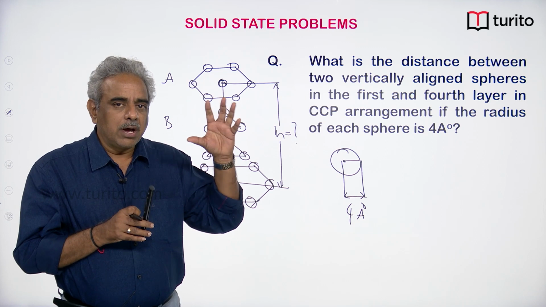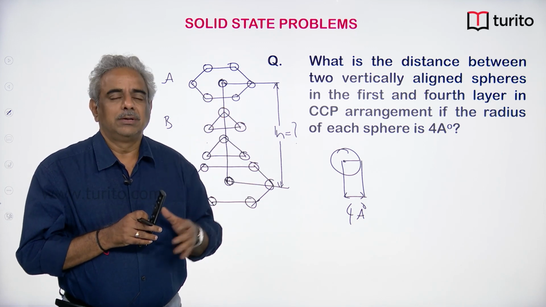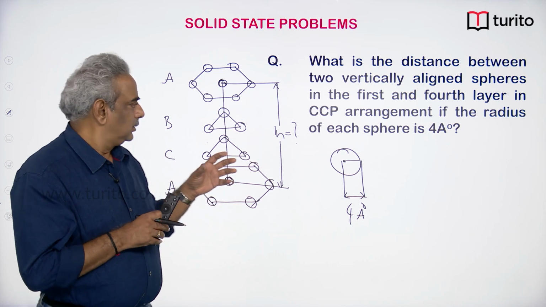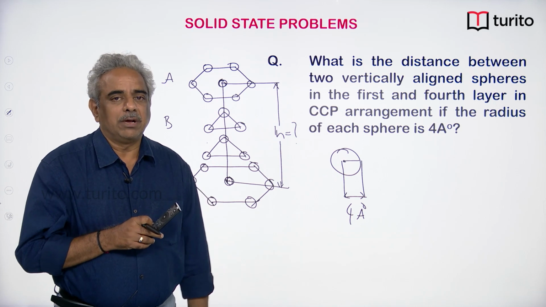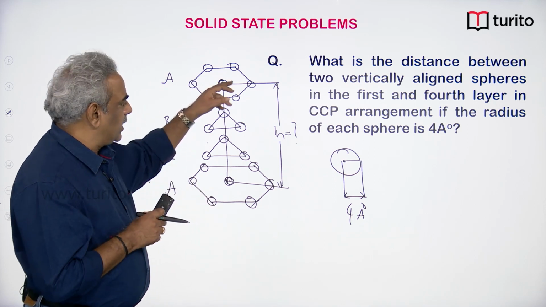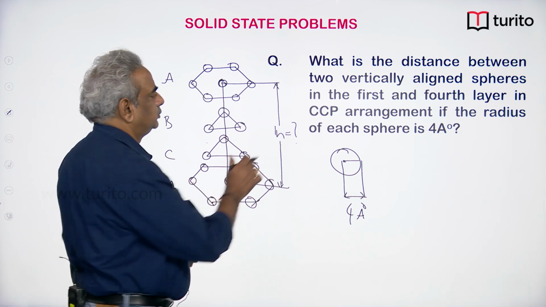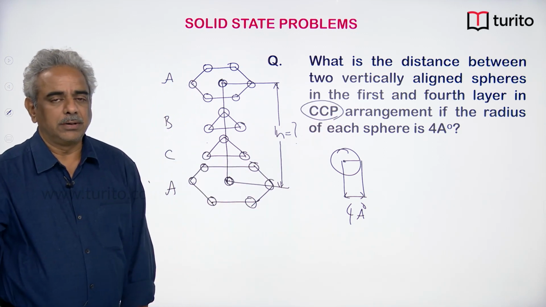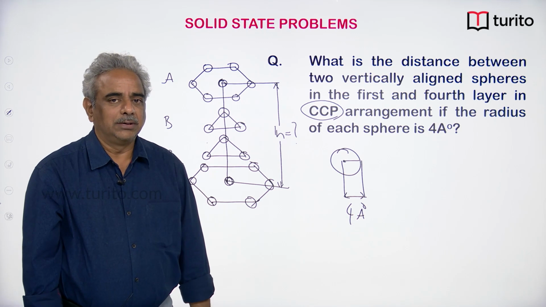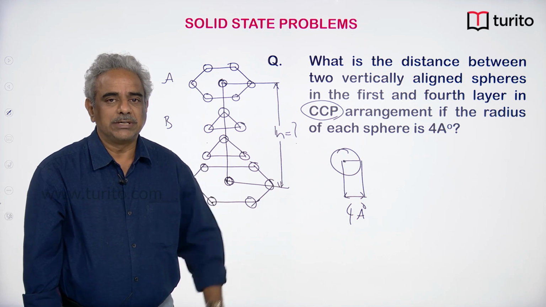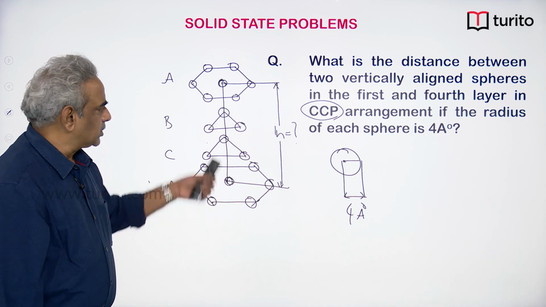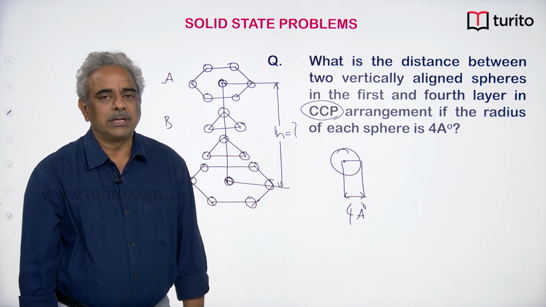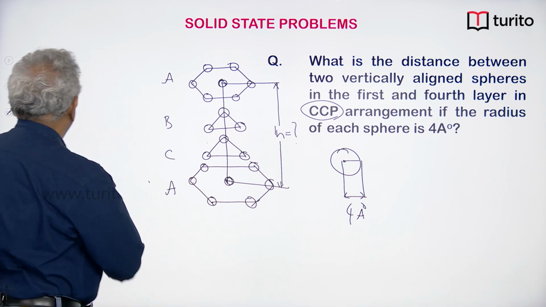A very smart way of solving this problem is to correlate this particular arrangement with the unit cell of the system. This being A, B, C, A, B, C means what? CCP arrangement, and this is not the unit cell. I told you clearly, for this the unit cell is the FCC unit cell. So, let us first draw the FCC unit cell and try to find out where these two spheres will appear in the unit cell. So, we will do that.